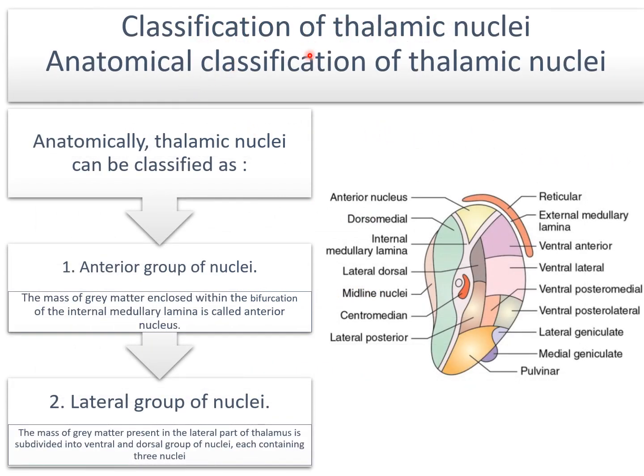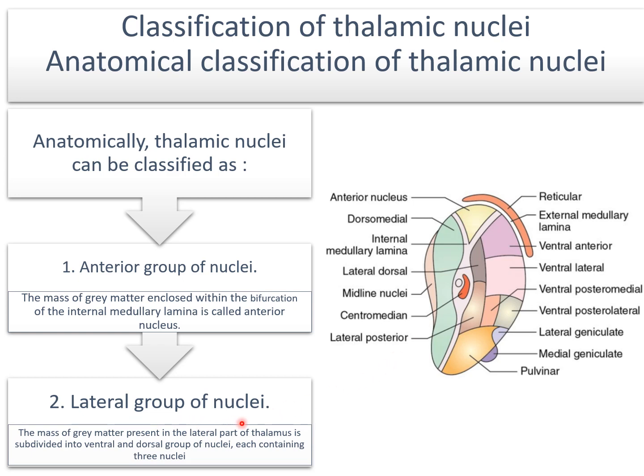Then the classification of the thalamic nuclei. First of all, anatomically, the thalamic nuclei can be classified as the anterior group of nuclei. The mass of grey matter enclosed within the bifurcation of the internal medullary lamina is known as the anterior nucleus. So this one is the anterior nucleus.